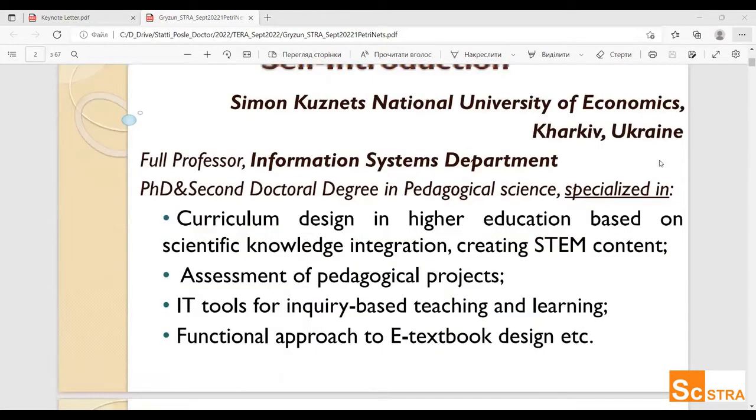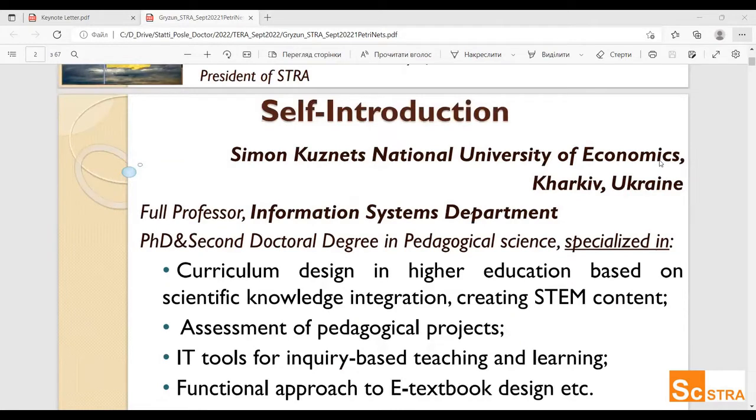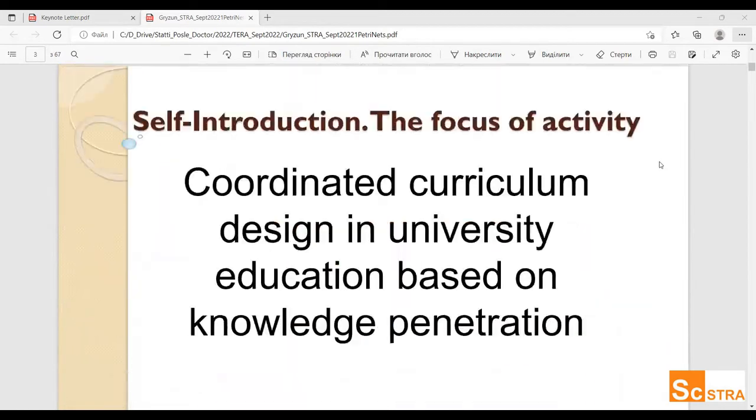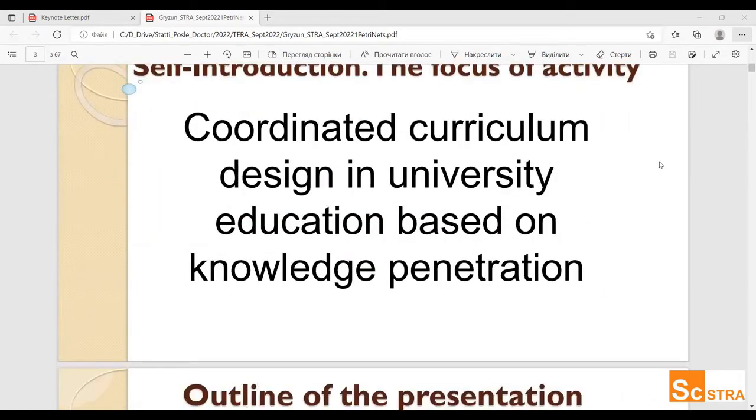In terms of self-introduction, I'd like to say that my scientific activity is focused on curriculum design in higher education based on scientific knowledge integration, assessment of pedagogical projects, and some other branches. However, the focus of my scientific activity is coordinated curriculum design in university education based on knowledge penetration.